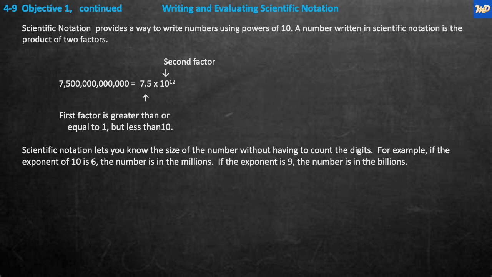Scientific notation lets you know the size of the number without having to count the digits. For example, if the exponent of the 10 is 6, the number is in the millions because it has 6 zeros. It's kind of straightforward. If the exponent is a 9, then the number's in the billions. So that's kind of convenient.